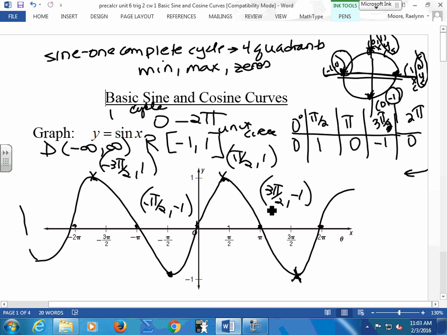Azure, where do you see a 0? Pi. Oh, pi. Perfect. Pi, 0. Alasia, where do you see another 0? Negative pi. Sandy, where do you see another 0? 2 pi. Oops, 2 pi, 0. Jeremiah, where do you see another one?